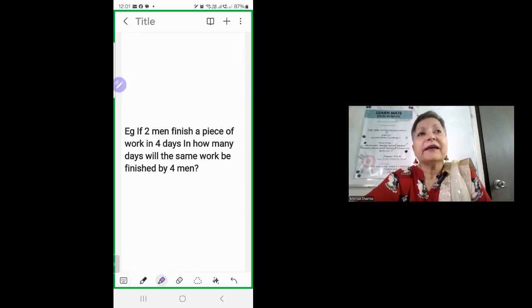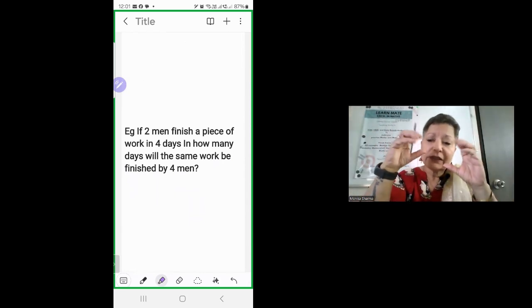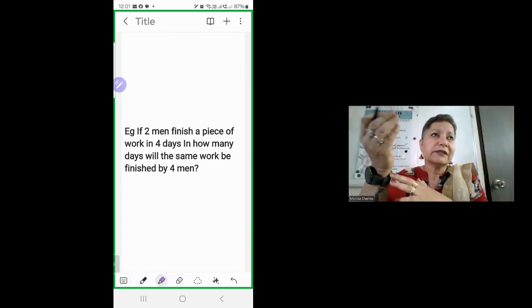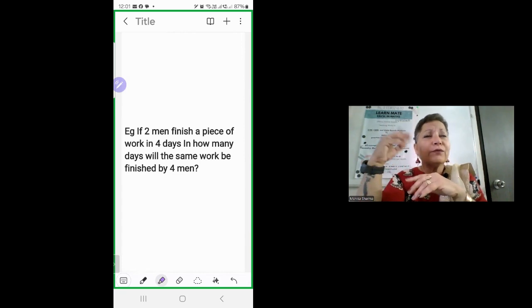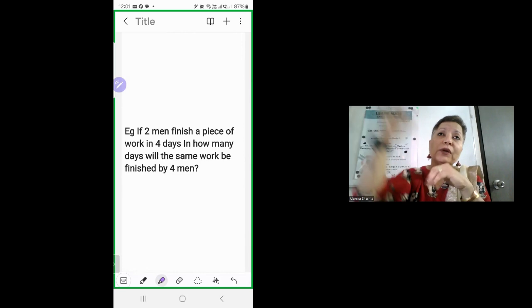From two men, if I reduce the number of men, I'm not going to get a lesser number of days in which the work is going to be finished. I'm going to get more days. So in division, obviously things become less. Like when I'm saying two toffees cost 10 rupees, one toffee costs less. But in this case, two men took 4 days. So one man is not going to take lesser days, he's going to take more days.